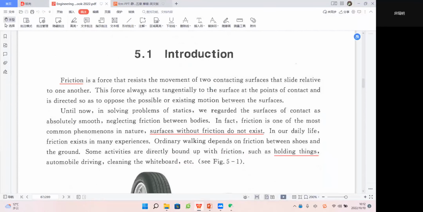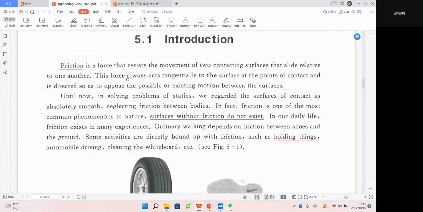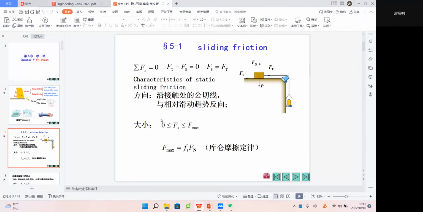So this force always acts tangentially to the surface at the points of contact and is directed so as to oppose the possible or existing motion between the surfaces. Maybe you look at the picture, it's easier for you to understand. If you neglect all this Chinese character, maybe you don't know what it means, but it's okay. You can just look at the figure, right?